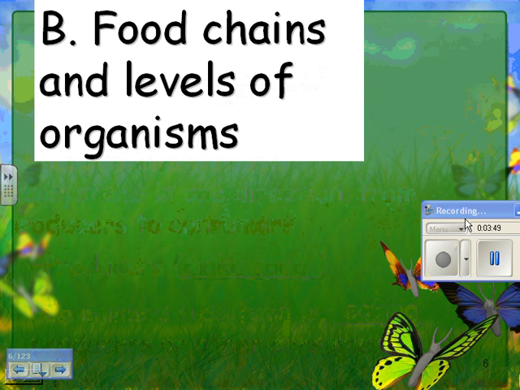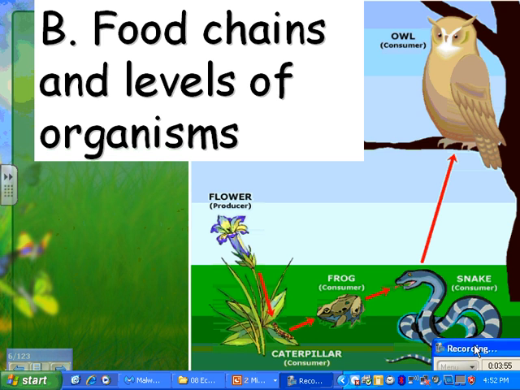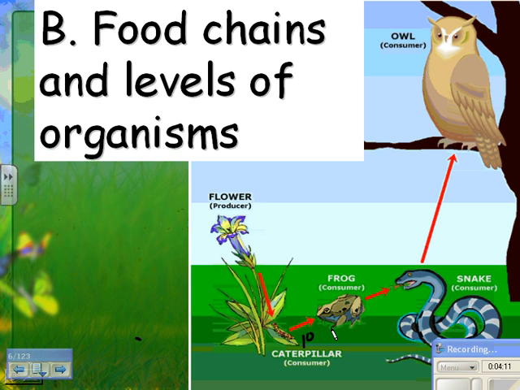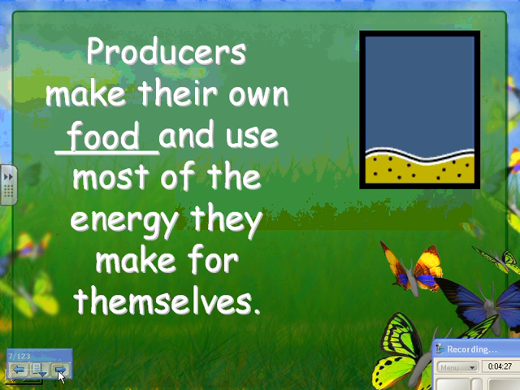So that brings us to food chains and levels of organisms. So you've probably heard of food chains before. Here's a typical food chain. The producer, like a flower, for example, is taking in sunlight and then storing that energy in glucose and starch in the plant itself. And then the caterpillar eats the plant, and so some of that energy goes to the caterpillar. So this would be the primary consumer. And then the frog eats the caterpillar, and so the frog would be a secondary consumer. And then the snake eats the frog, so that's a tertiary consumer. And then the owl eats the snake, so that's a quaternary consumer. So producers make their own food and use most of the energy they make for themselves.